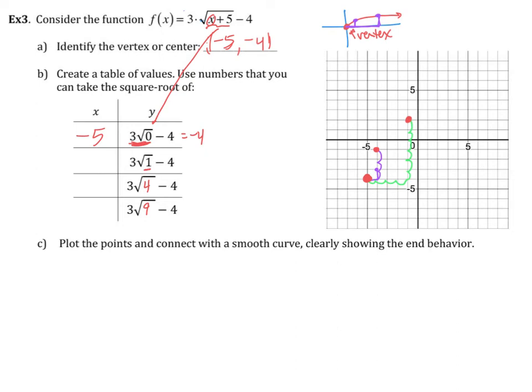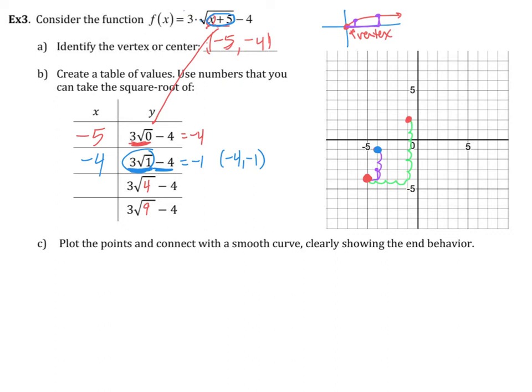Then I would go with a 1. How can I get a 1 underneath that radical? What does x have to be to make that a positive 1? Hopefully you're saying to yourself -4, because -4 plus 5 is 1. 3 times the square root of 1 is 3. 3 minus 4 is -1. So I have an ordered pair of -4, -1. That's this point here. I had already predicted that was going to be a point on the graph.